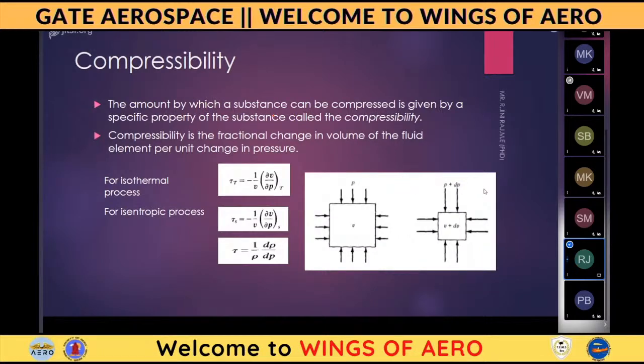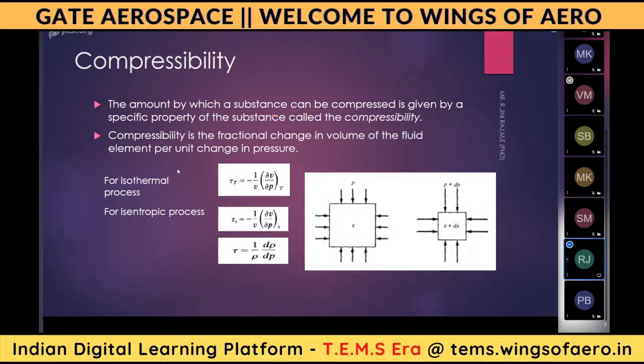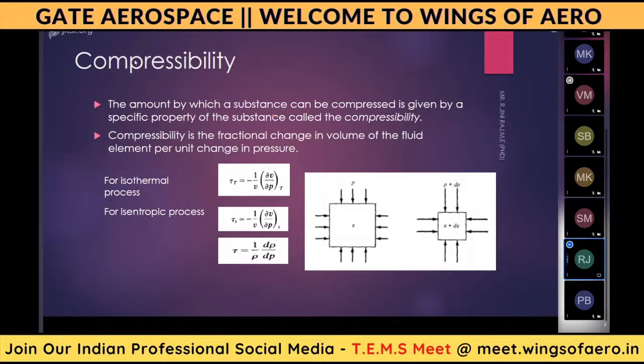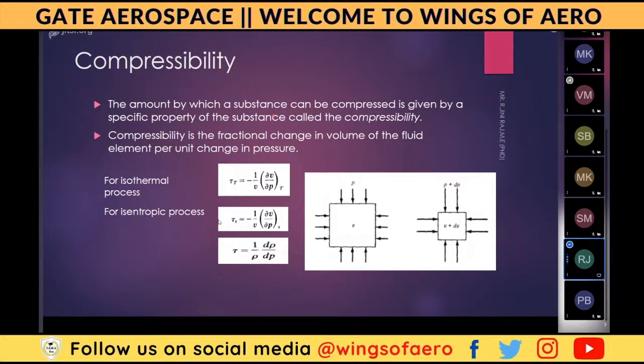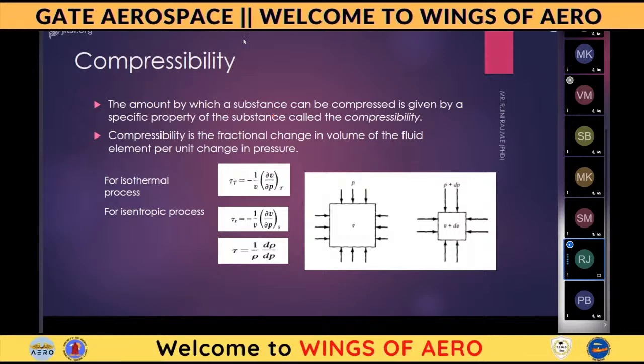Most of the questions, in MCQs also, they will be asking from this compressibility, that is the tau formula, or they will be asking about the bulk modulus. They will be giving the bulk modulus term and they will ask you to find the compressibility. So the amount by which a substance can be compressed is given by a specific property of the substance called the compressibility.